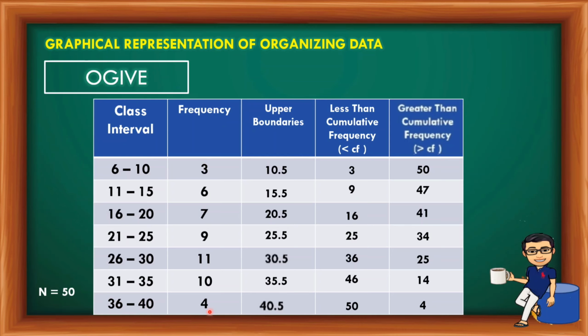So, tama siya dito sa pinakang greater than frequency natin. So, again, pwede rin magsimula dito. 4 plus 10, 14, 14 plus 11, 25, 25 plus 9, 34, 34 plus 7, 41, 41 plus 6, 47, 47 plus 3, that will be 50. So, kailangan natin itong mga to pag magpa-plot na tayo ng points sa ating Ogive. So, let's begin.